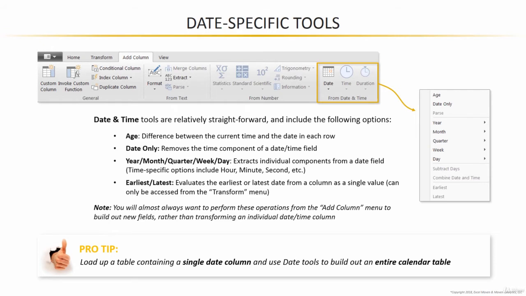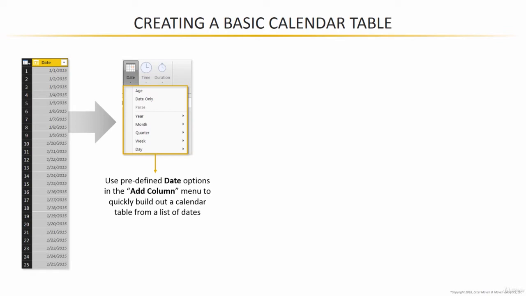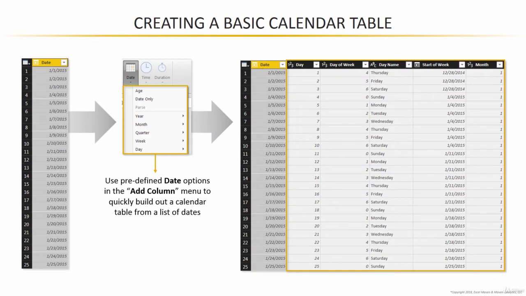So that's exactly what I'm going to show you how to do in a second, but first let me give you a little peek of what that's going to look like. So we're going to start with a single column containing dates. We're going to apply those predefined date options using the Add Column tab in the query editor. And we're going to transform that individual column into an entire calendar containing additional fields like the day of the week, the day name, the start of the week, month, quarter, year, etc. So let's open up Power BI and give this a shot.